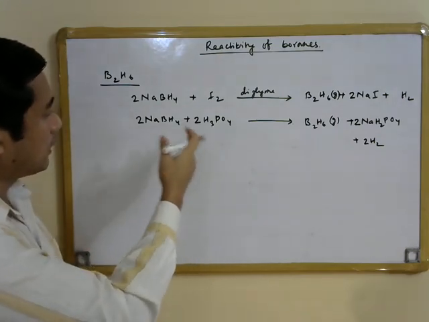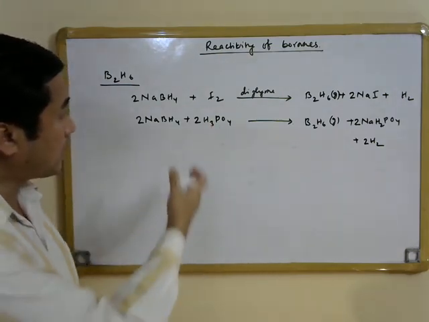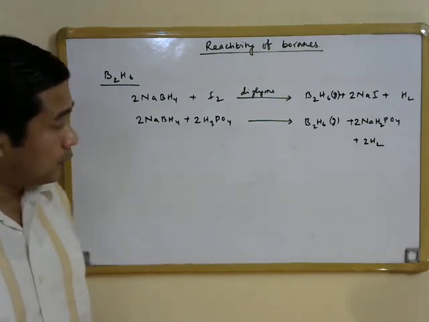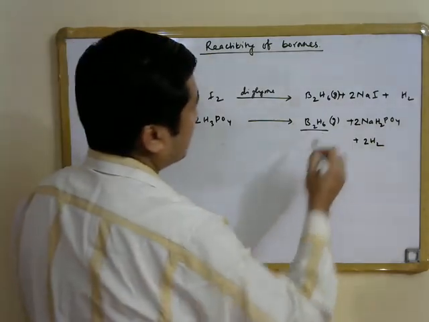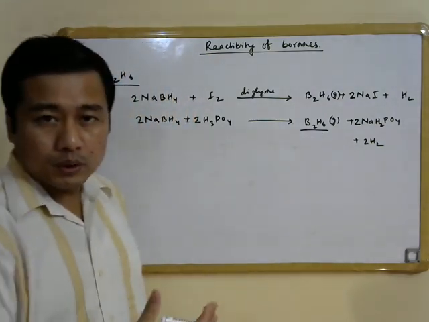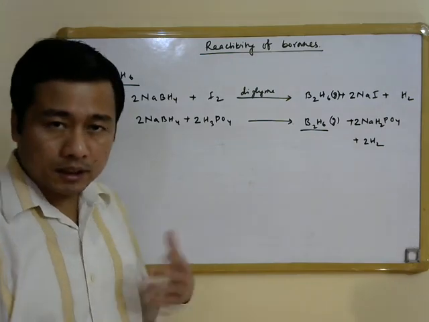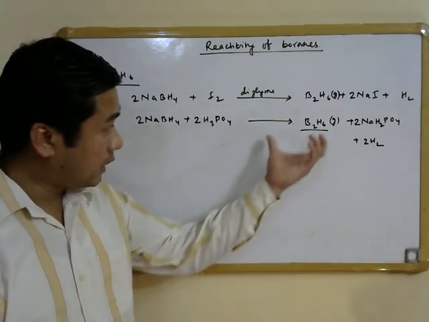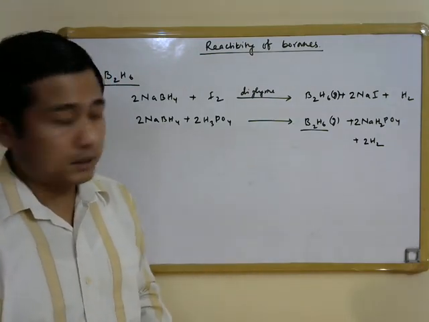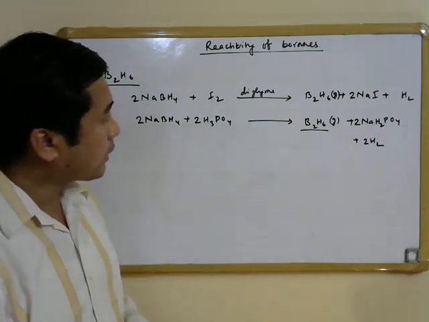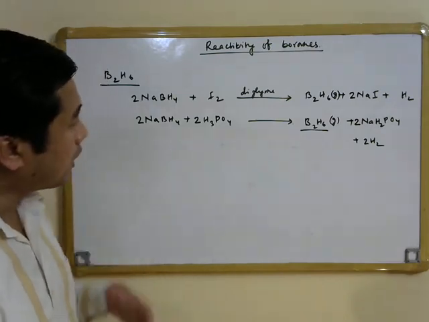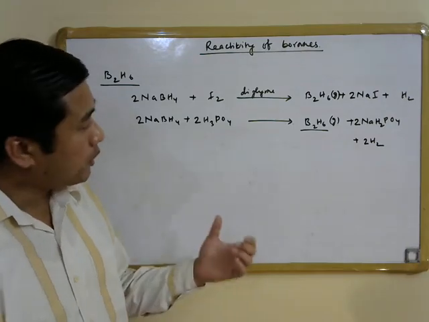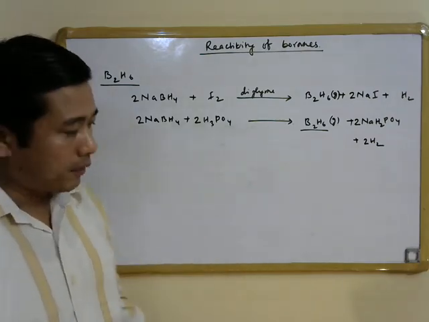When we react NaBH4 with an anhydrous acid like phosphoric acid, one can also use an anhydrous acid like H2SO4, and it essentially results in the diborane molecule as a gas, which can subsequently be used as a synthetic reagent in different reactions. So that is how one can prepare the diborane molecule, and the other boranes, that is higher boranes, can all be prepared starting from the diborane molecule.